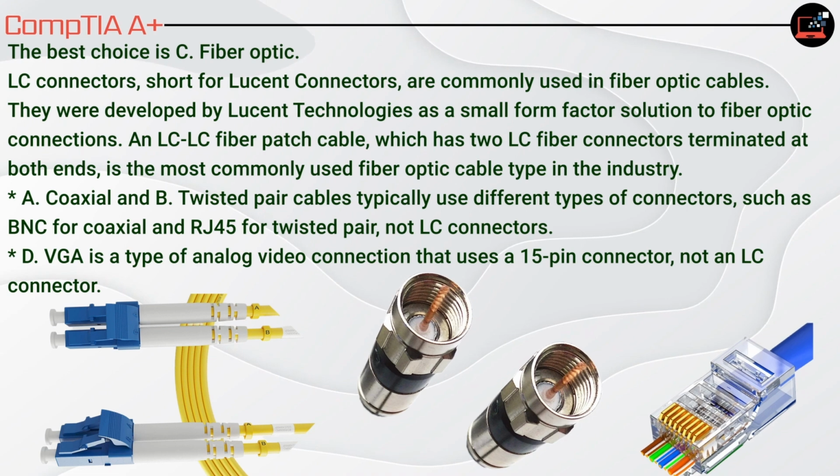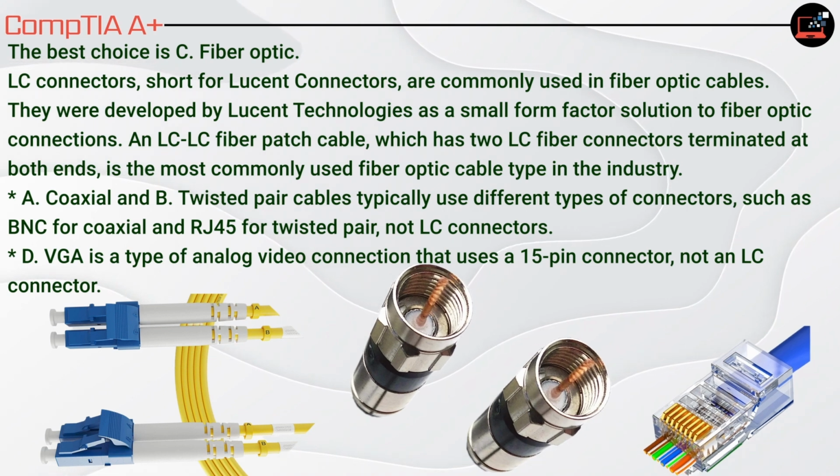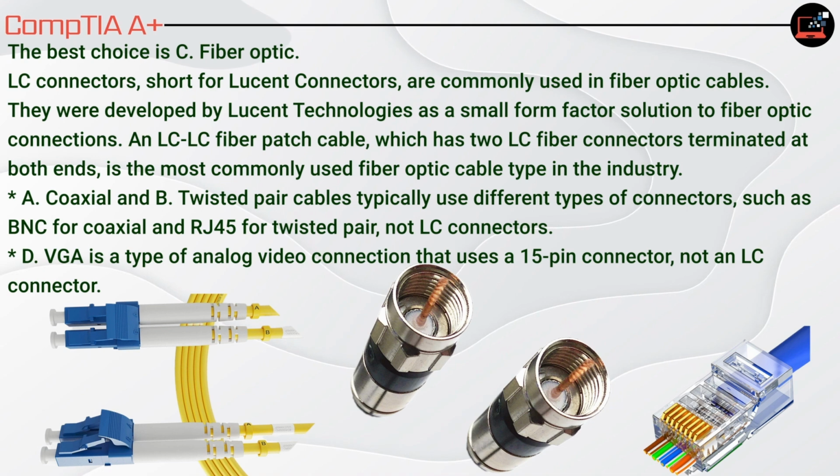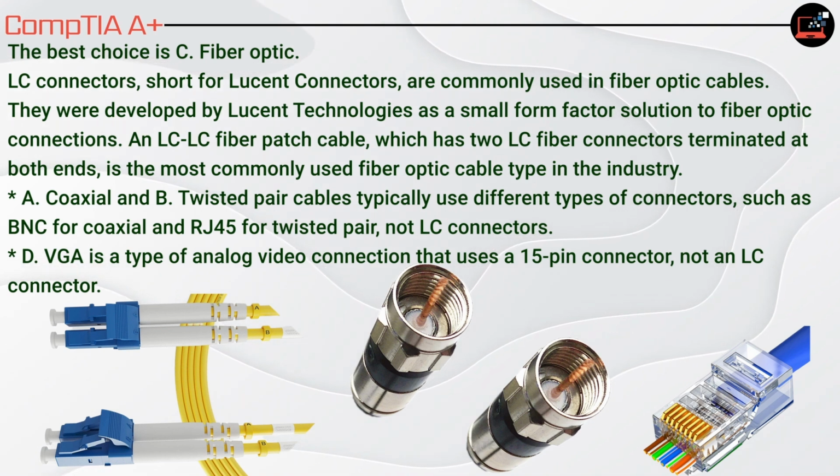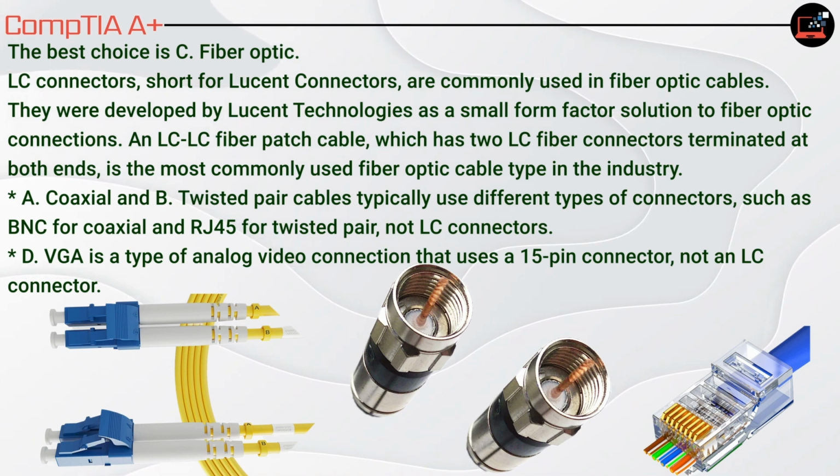A, coaxial and B, twisted pair cables typically use different types of connectors, such as BNC for coaxial and RJ45 for twisted pair, not LC connectors. D, VGA is a type of analog video connection that uses a 15-pin connector, not an LC connector.